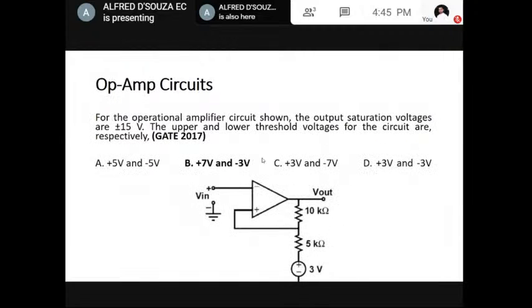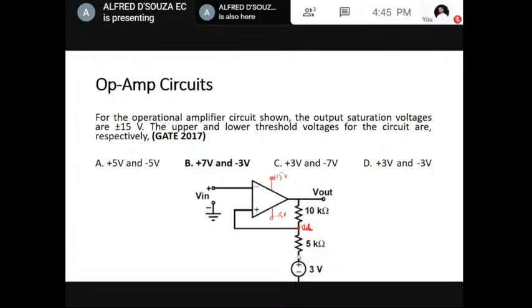The last circuit we are going to take is a Schmidt trigger circuit. For the operational amplifier circuit shown here, the saturation voltages are plus 15 and minus 15 volt. What are the upper and the lower threshold voltages for the circuit? That is the question. So we'll have to find out the threshold voltage, upper and lower.